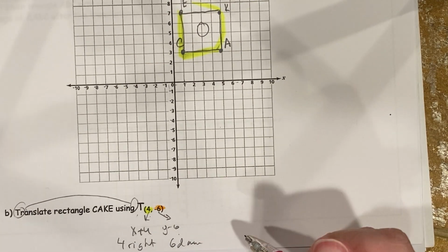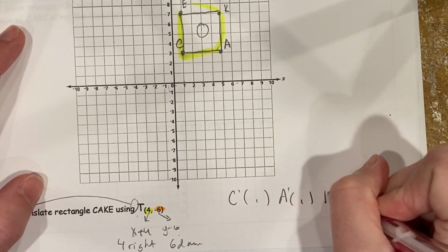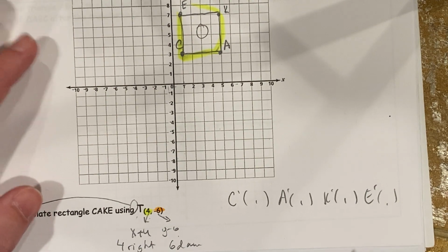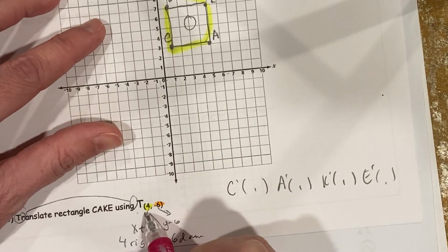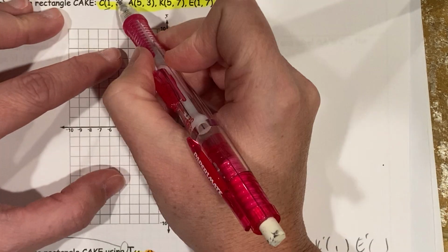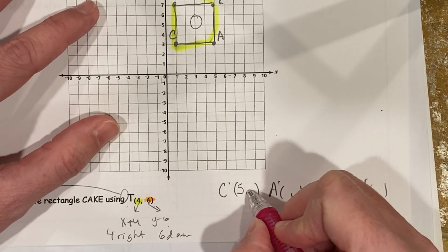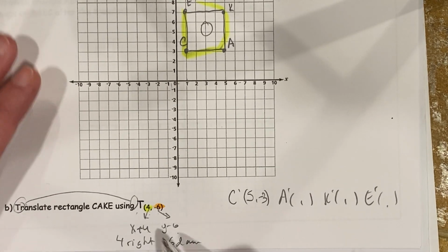The other way you can do it is you can actually figure out the coordinates, the prime coordinates that is, before you even graph. You take this x value here of 1 and do this to it. So 1 and 4 would give you 5. Here you have a 3 minus 6. Well, what's 3 minus 6? -3.